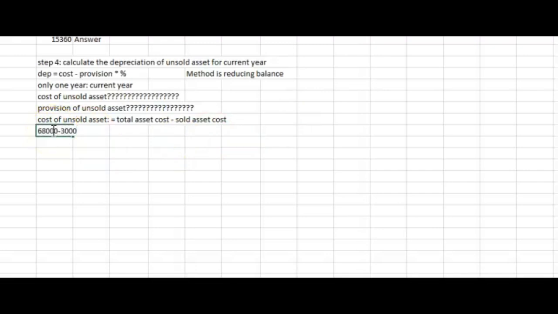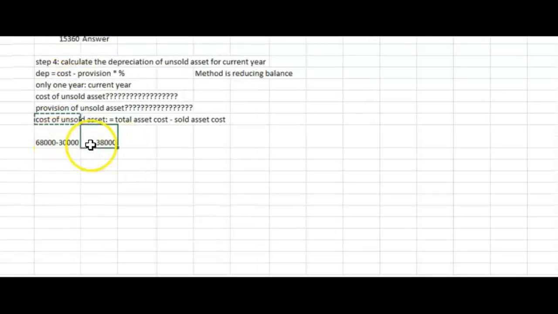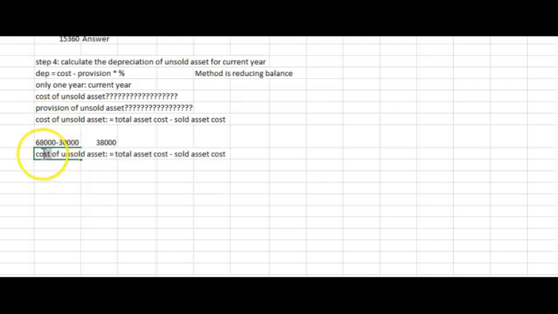The total cost is given in the question as $68,000 and the sold cost is given in the question as $30,000. Do the math and you will get $38,000. The total provision is given in the question, which is $18,240, while the sold provision is the answer you got in step 3. Do the math. You get $3,600. Now subtract.